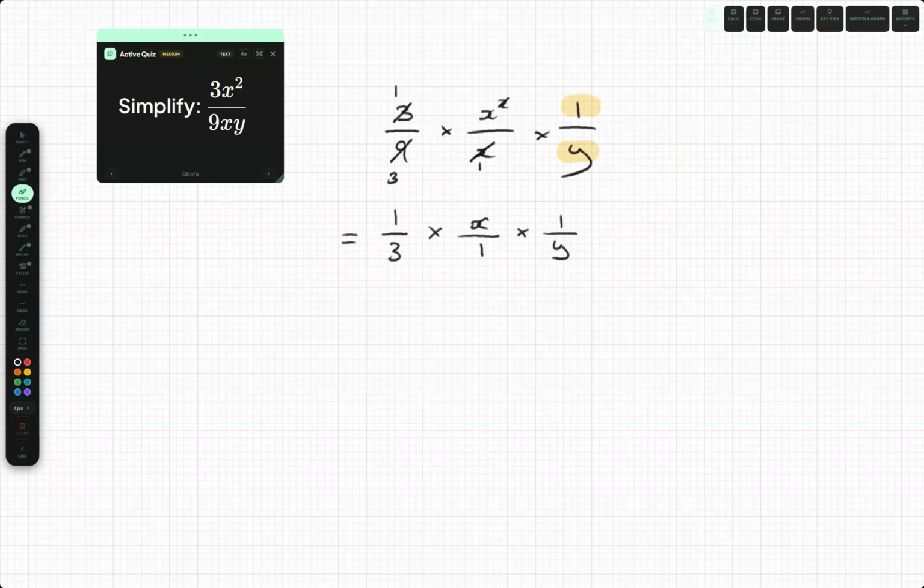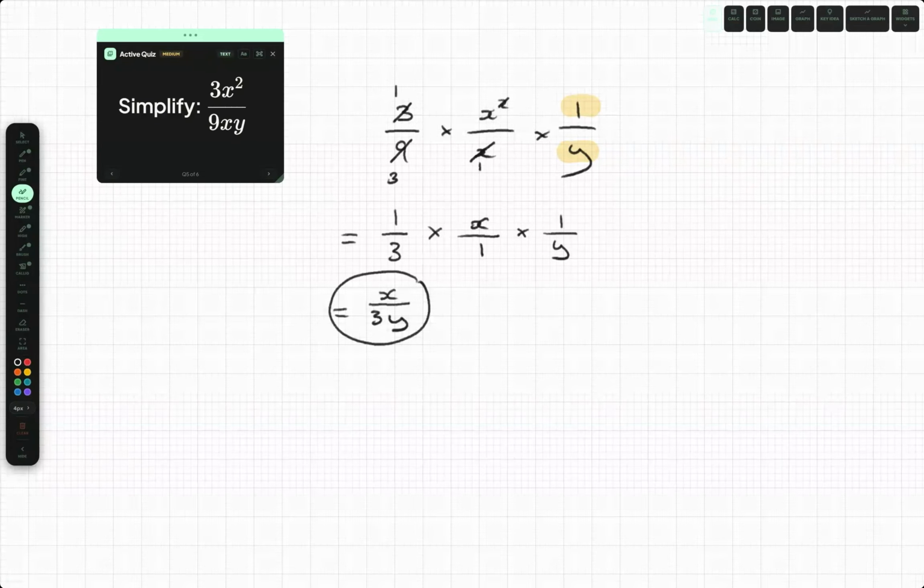Now, multiplying this all together, 1 times x times 1, well, that's just x. And 3 times 1 times y, well, that's just 3y. Now, you can see in our simplified version here, where all of our cancelling has taken place, there are no more common factors. And if we can't find any more common factors, then we know we've simplified it fully.